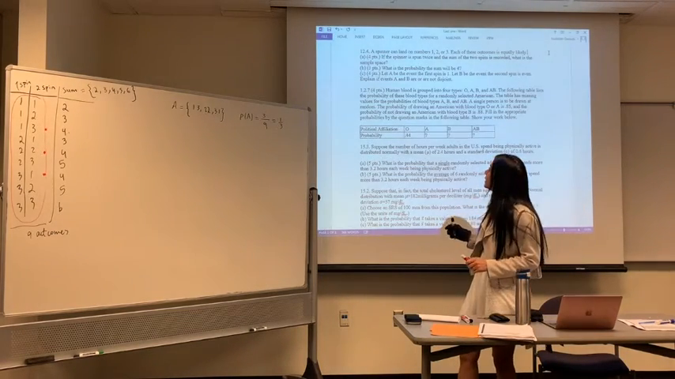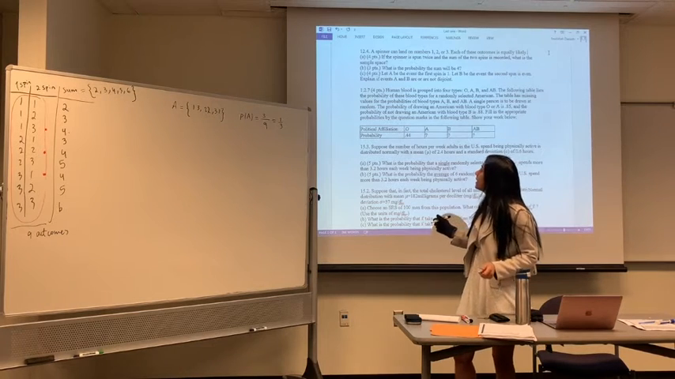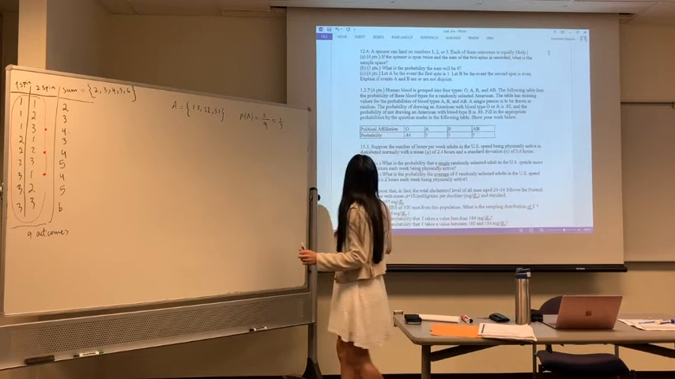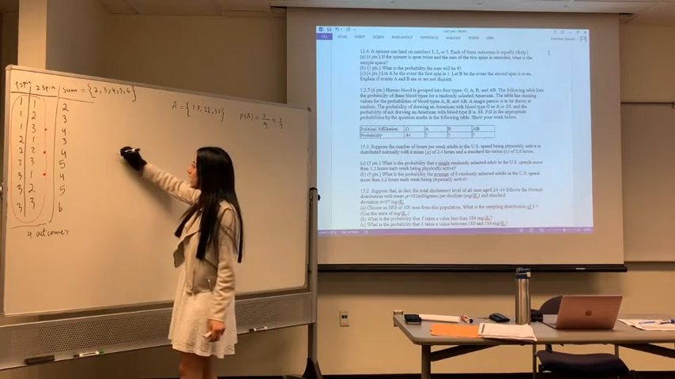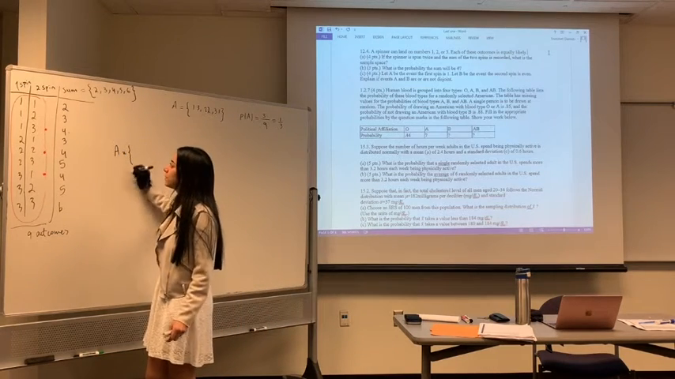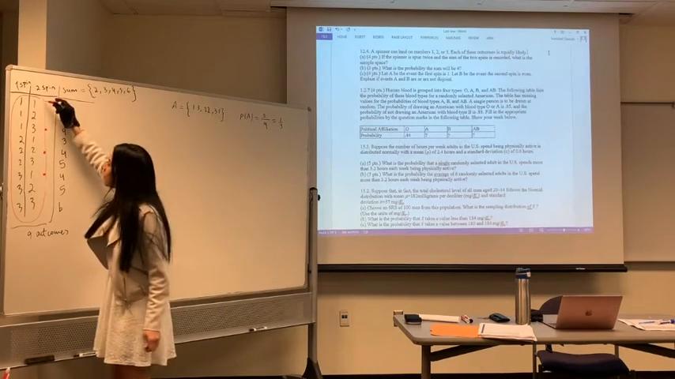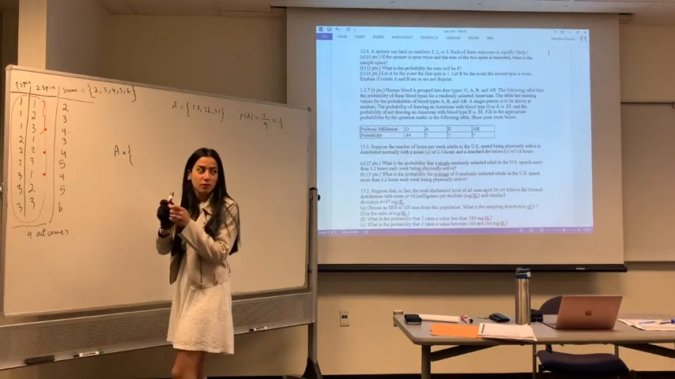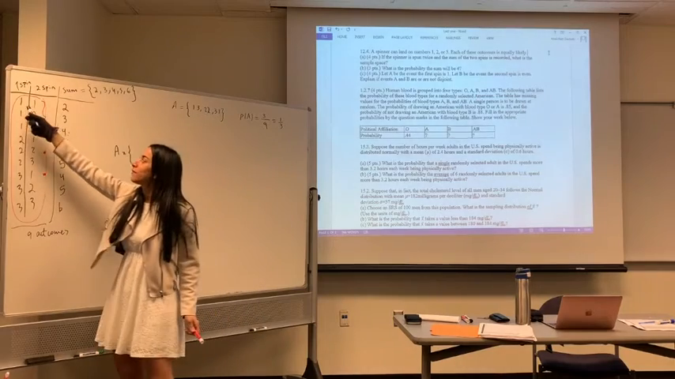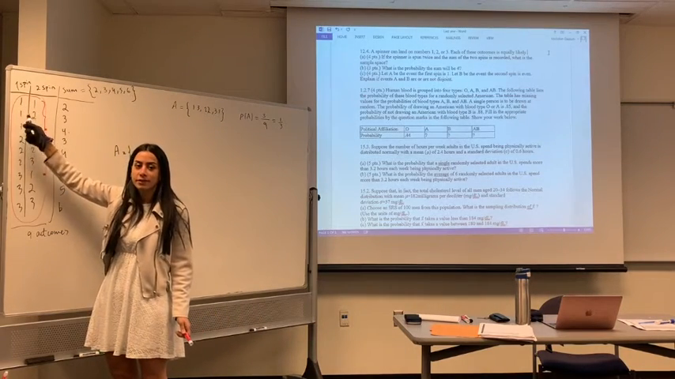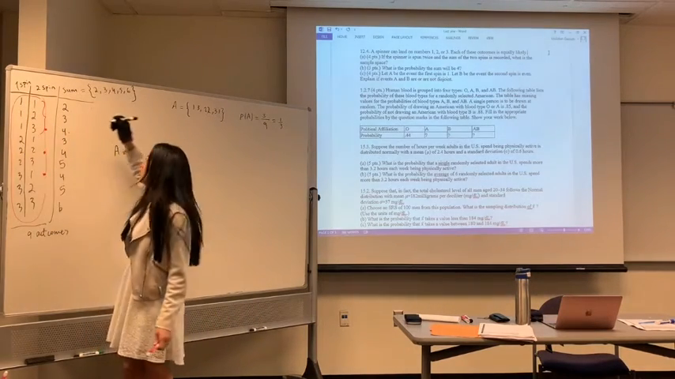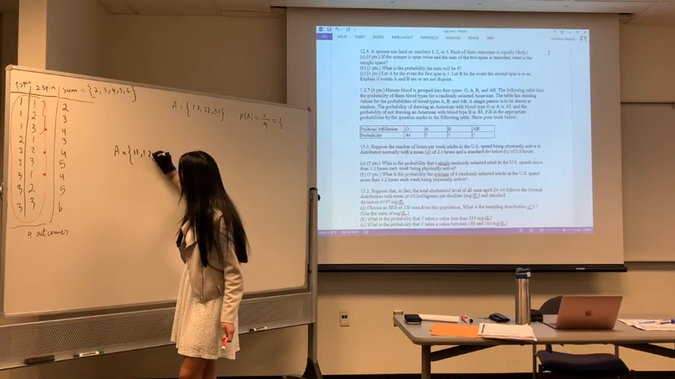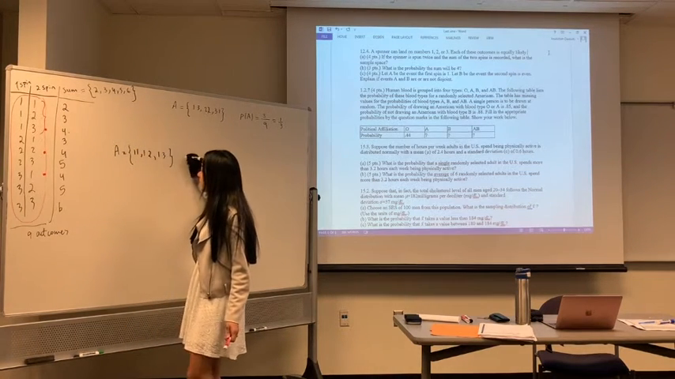So now it says, let A be the event that the first spin is 1. Okay, we have A here. The first spin being 1 means all these outcomes, right? So 1,1; 1,2; 1,3, because all of these show 1 on the first spin.